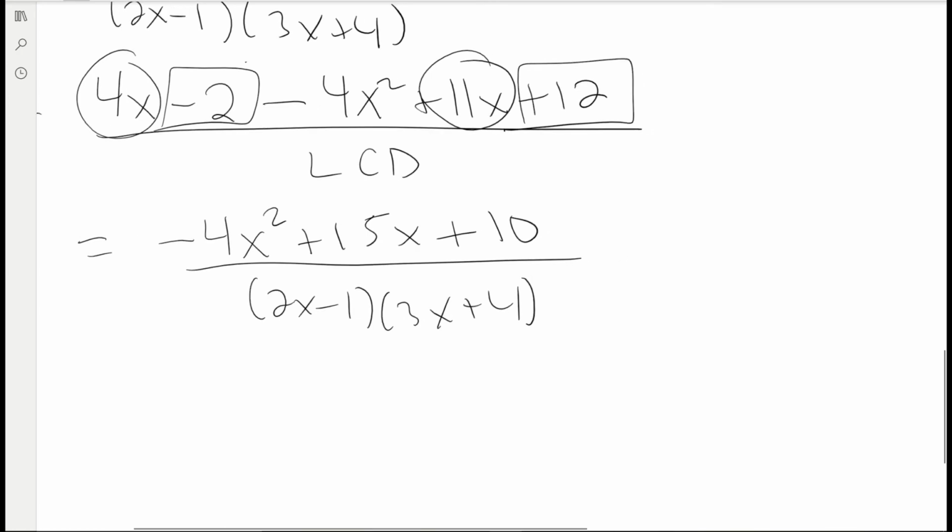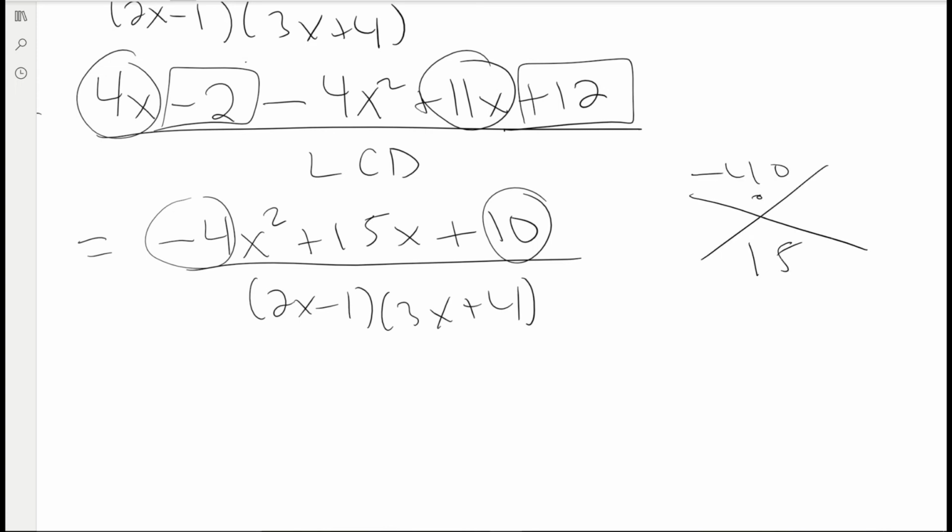So I'm going to double check to see if the AC method works here. If not, I am done. So I got to make sure I multiply 4 times 10, that's negative 40. And then I'll need 2 numbers that multiply to negative 40 but add up to 15.